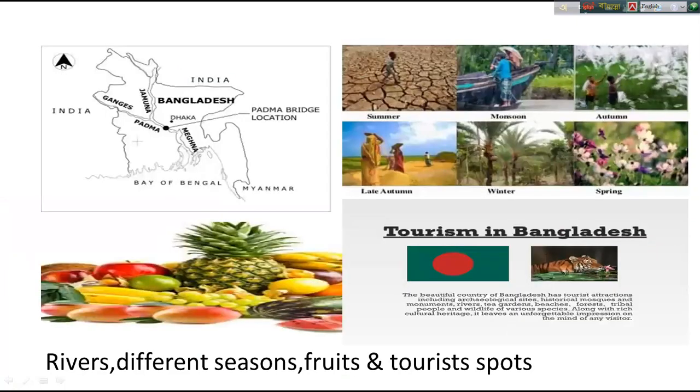Then what other information can you add here? The first one you can see here, there you can see the mention of different rivers, large and small rivers. So you can write about the rivers of Bangladesh. Then in the second one you can see 6 seasons. So you can write about the different 6 seasons of Bangladesh, and you can see different fruits. You can write about these. And the last one you can see here, tourist spots. You know, we have a lot of tourist attractions. So you can write some of them in your letter.